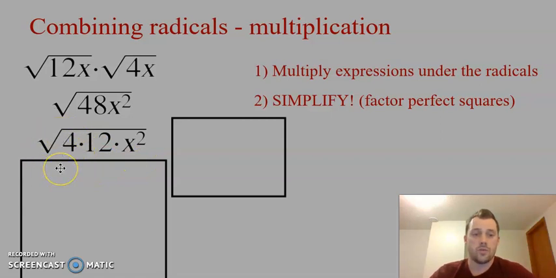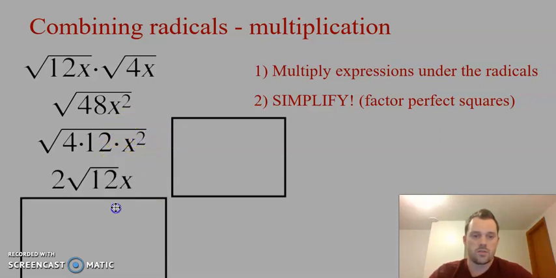So square root of 4 is 2. Square root of 12 needs to just stay root 12. And square root of x squared is actually just x, right? The square and the square root will cancel. So we get 2 root 12 times x. If this was my final answer, I would need to write it as 2x root 12.